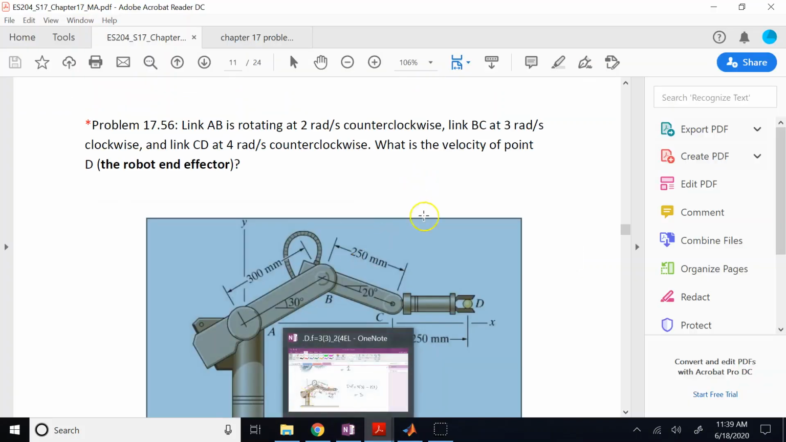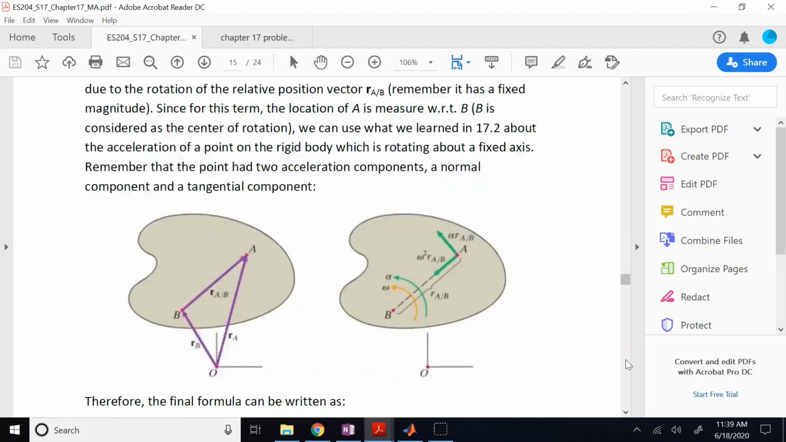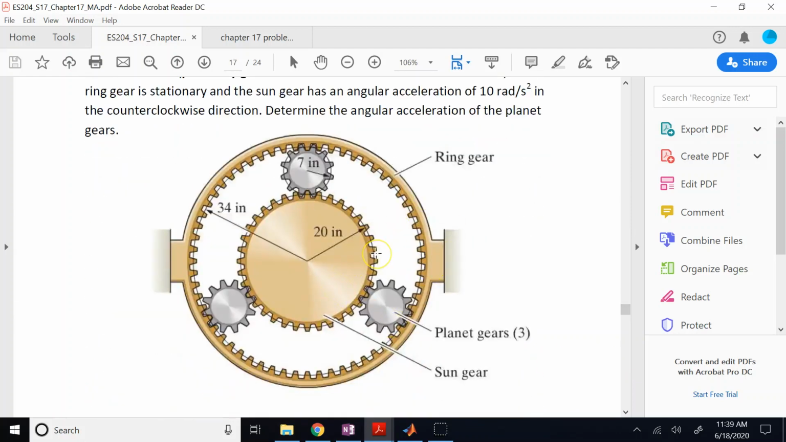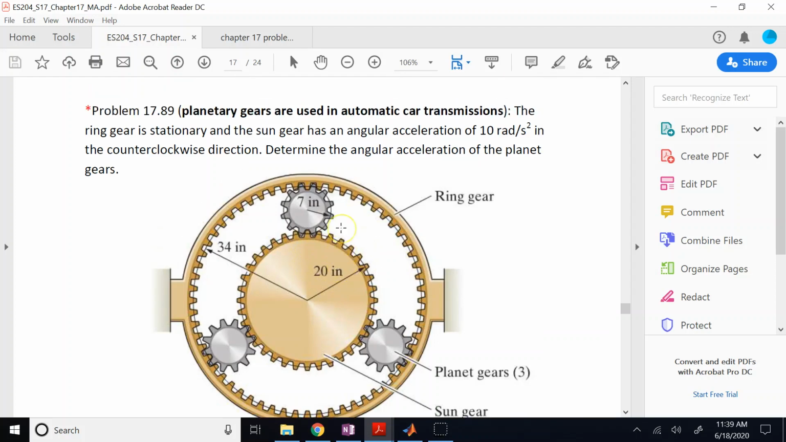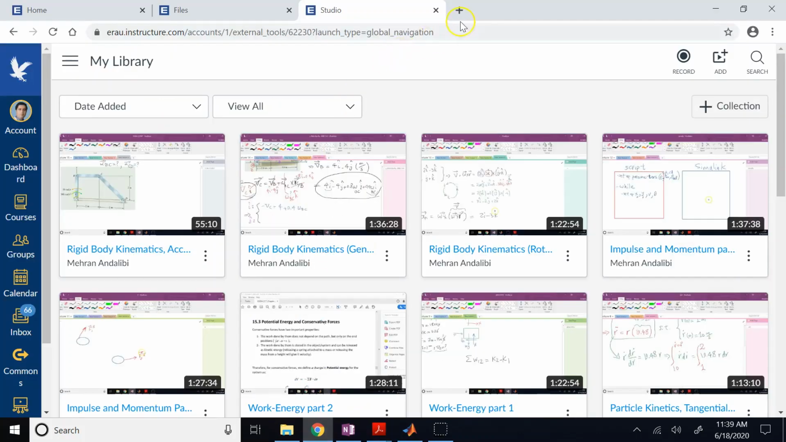The last one that I want to show you is this one that we solved in the classroom. And I mentioned that it's this planetary gear. This one actually has 2 degrees of freedom. Okay. This one does have 2 degrees of freedom. And you might wonder how or why. Let me show you that.